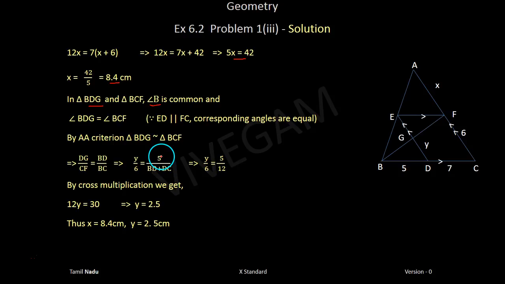So the right hand side will become 5 by 5 plus 7, that is 5 by 12. Now you cross multiply, you will get 12y equals 30, or y equals 30 divided by 12, that is 2.5 centimeter. So x equals 8.4 centimeter and y equals 2.5 centimeters.